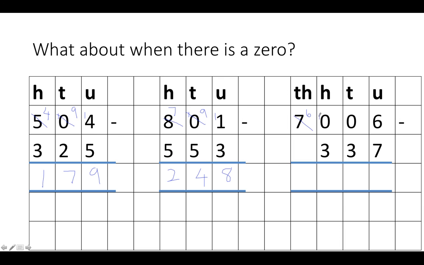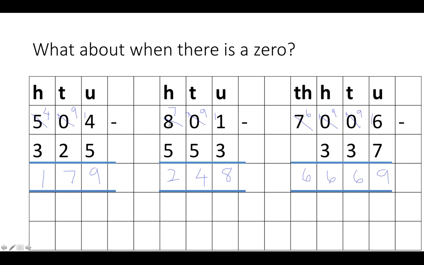So I'm going to borrow 1 off there, which gives me 9, and move it. The 1 goes in front. And now I've got something to borrow from. So I can borrow from here and put it there. 16 take away 7 is 9. 9 take away 3 is 6. 9 take away 3 is 6. 6 take away nothing is 6.